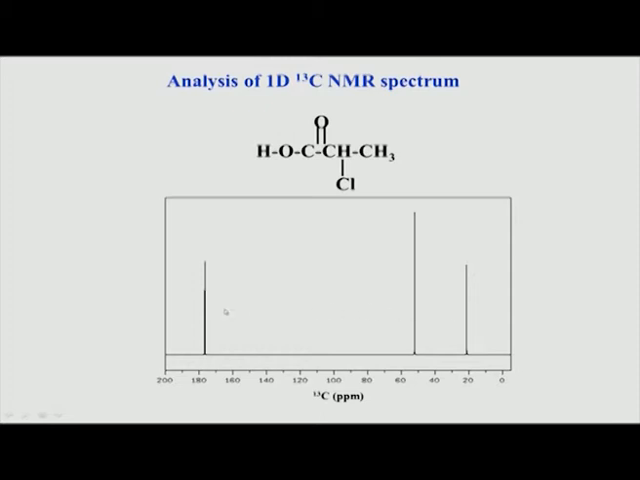Again, if you look at the intensities of these peaks, keep in mind that the intensities are no longer proportional to the number of carbons. For example, if I expected them to be proportional, then I would have expected all of them to be equal in intensity. Why? Because they are each one carbon.